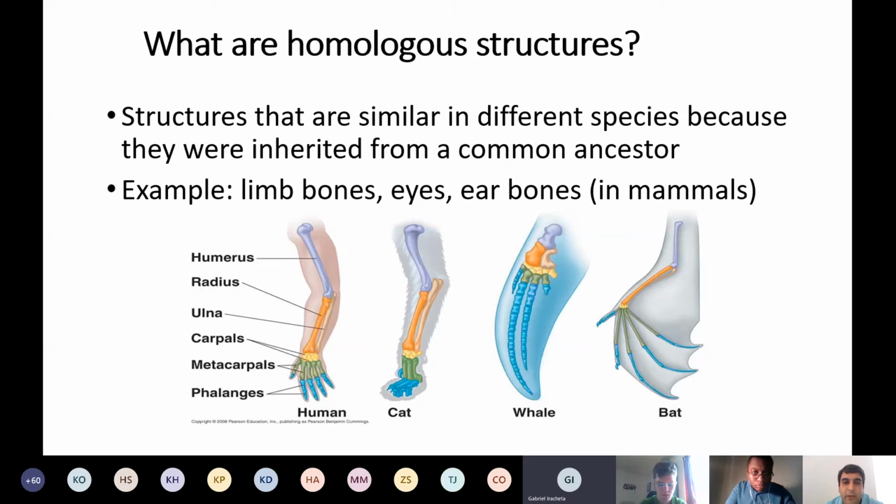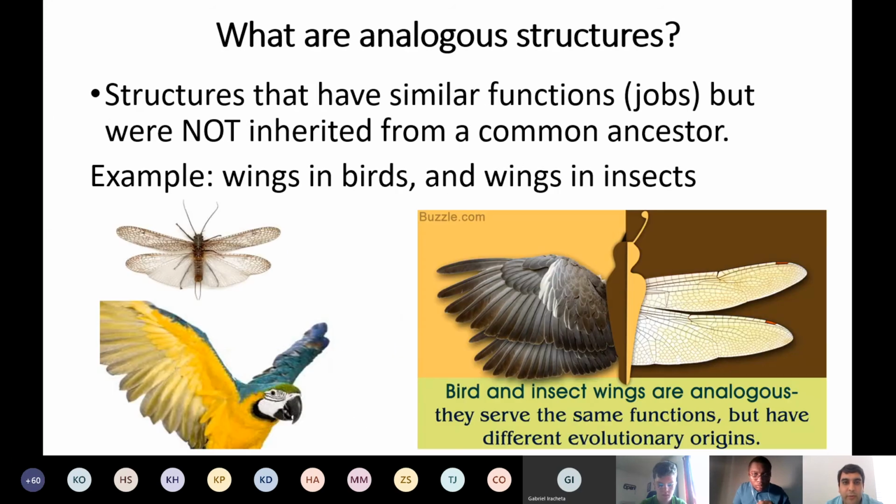So again, homologous structures. They all have the same form, but different functions. Then we get to analogous structures, which have the same function, but different forms. The classic example here are birds and insects, right? Both have wings that are there to help them fly, right? But bird wings and insect wings are crazy different, right?